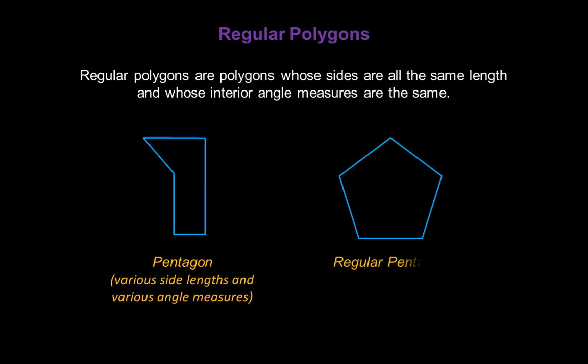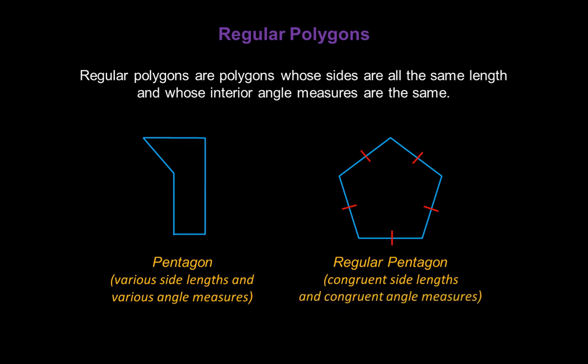The figure on the right is a regular pentagon because it has congruent side lengths. All the sides are exactly the same length. And it has congruent angle measures. All of the angle measures in this particular pentagon are 108 degrees.